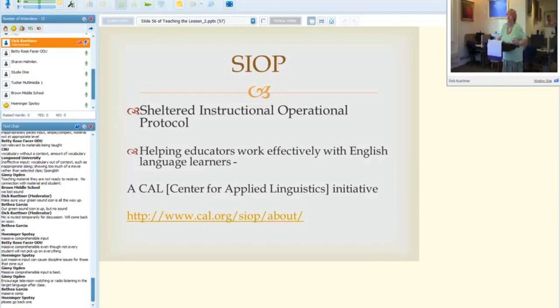And I gave you a website here where you can look up more of that if you're interested in it. The Center for Applied Linguistics specializes in SIOP training. I've been up there for conferences. They're very, very good.